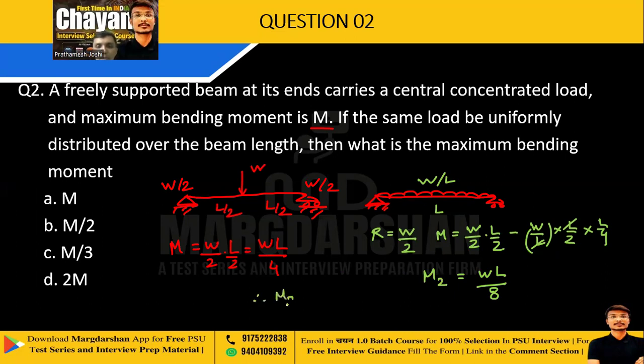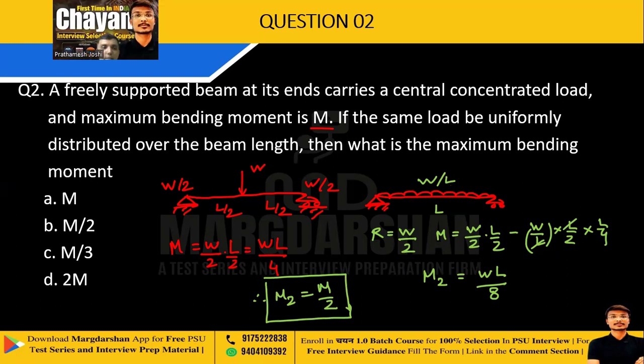Therefore, M2 is equal to M by 2. Okay. So this was pretty straightforward. Just you have to understand the language. This is given like W by L. So that's how it will become uniformly distributed.